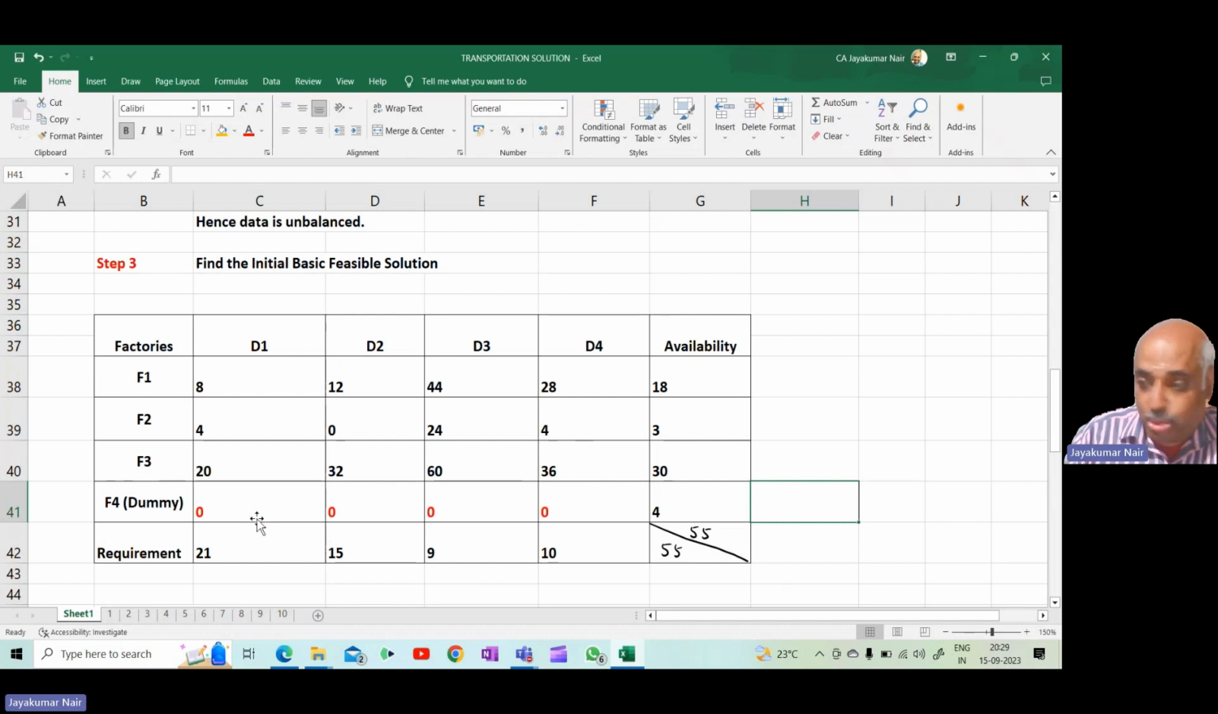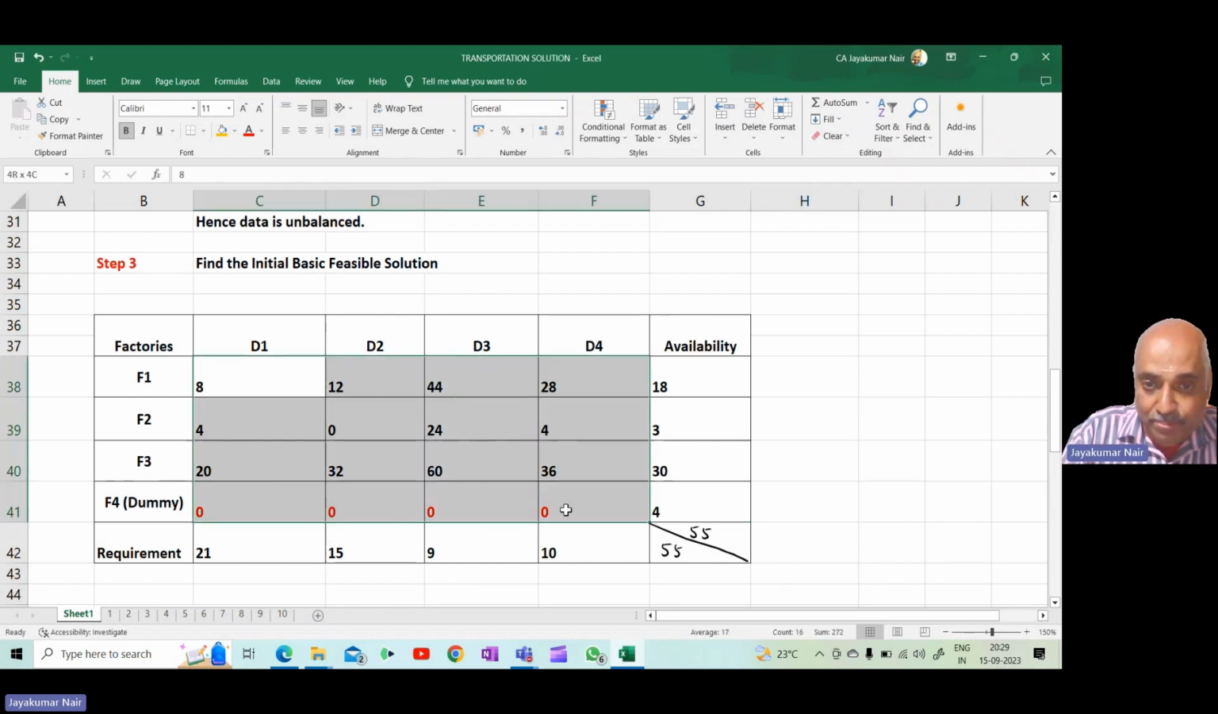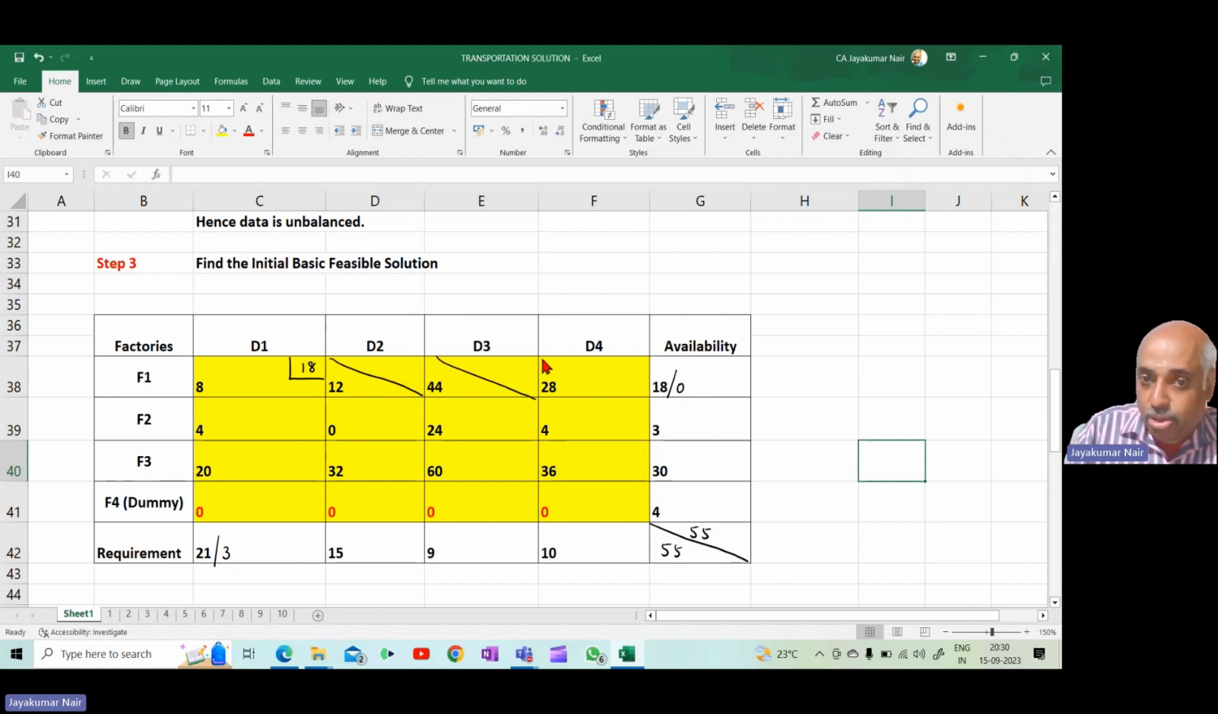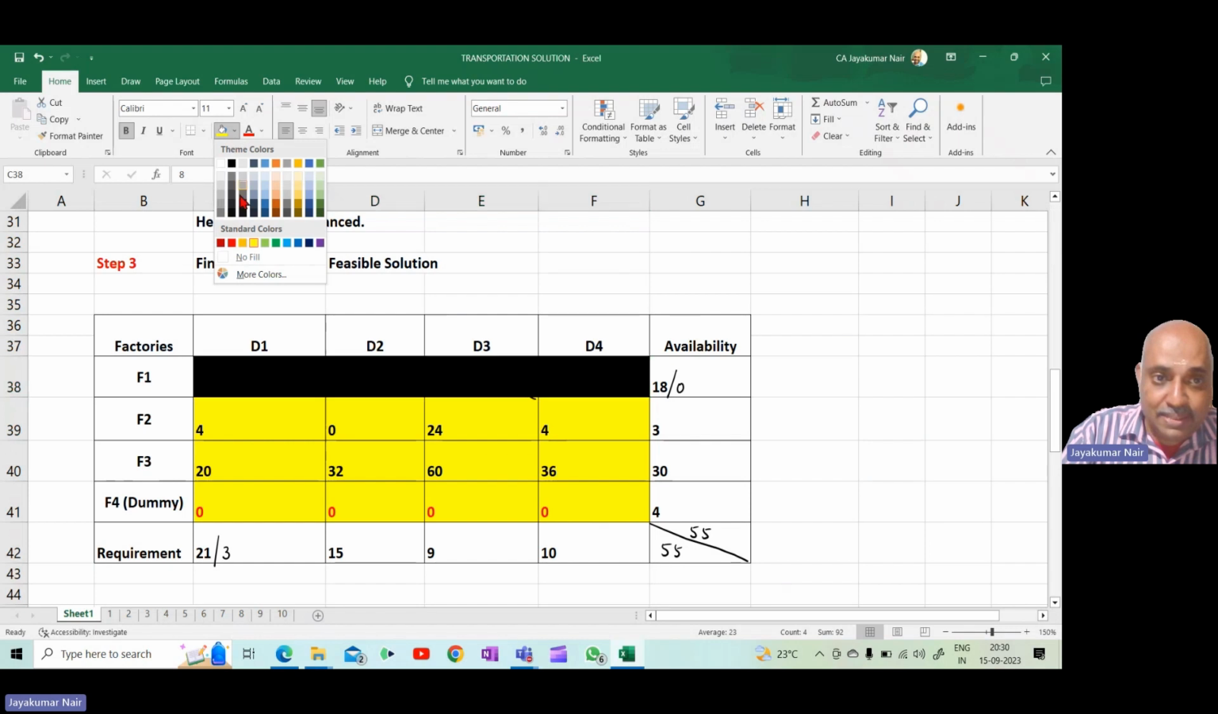Now we will start doing the allocation as usual. We will see only the cost matrix. In this particular cost matrix, the topmost corner cell is 8. 18 is the availability, 21 is the requirement. You have to allocate whichever is lower, 18 or 21. So availability will get reduced to 0, and here the requirement will become 3. Since this particular row has become 0, cancel out this row. Now this row is eliminated.